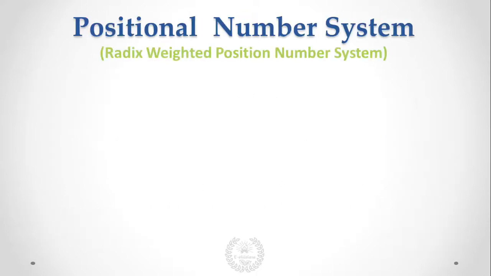Next, we'll discuss the positional number system. It is also called a radix weighted position number system. There is a finite set of symbols called digits, each digit representing a non-negative integer quantity. The number of distinct digits in the number system defines the base or radix of the number system. The radix point is a delimiter used to separate the integer and the fraction part of a number. Each succeeding digit is weighted by the consecutive power of the base.